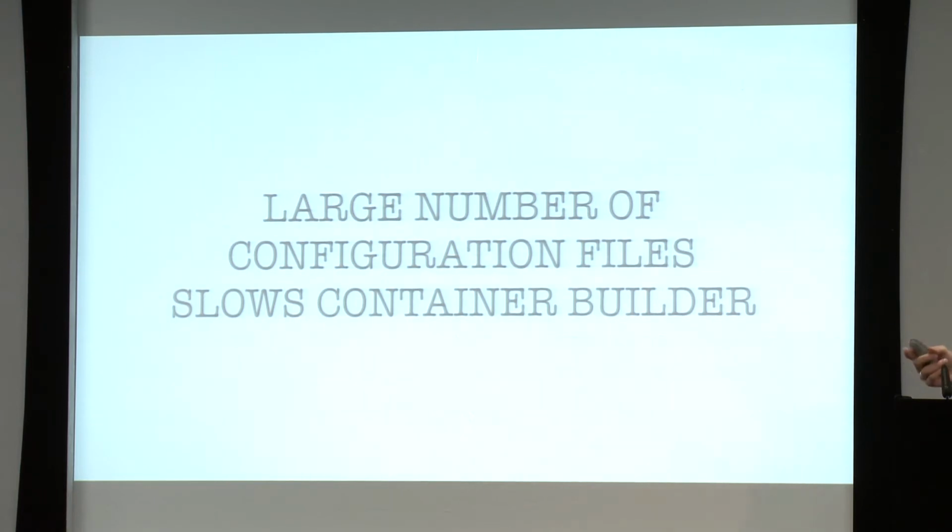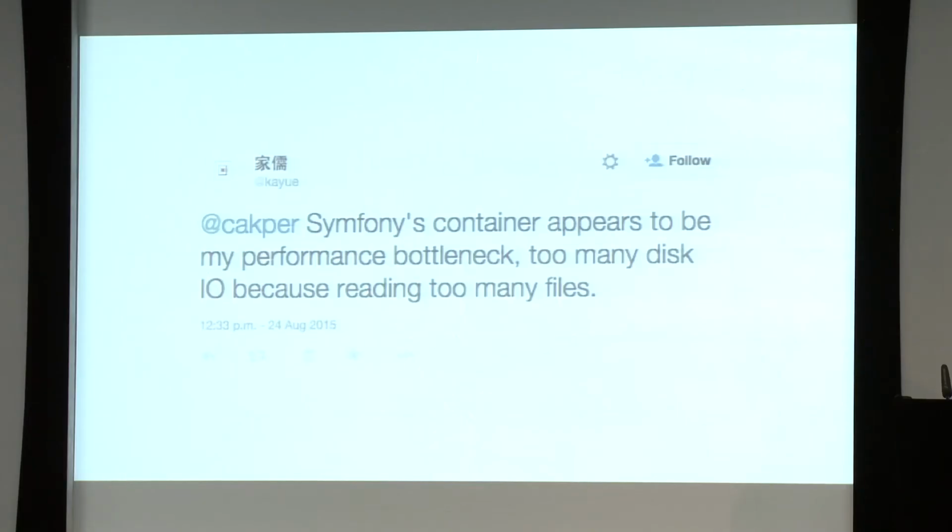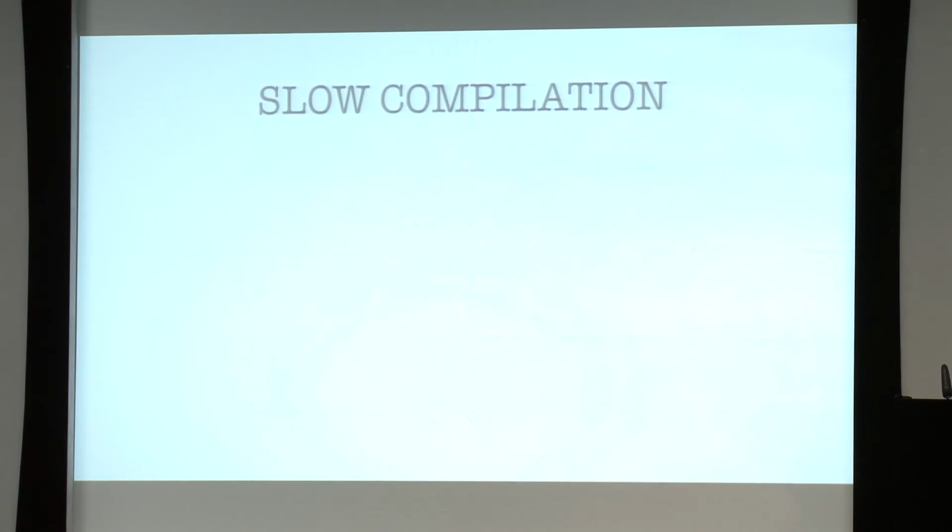But the ultimate problem is that a large number of configuration files slows the building. Because if you've got really many bundles, it gets slower and slower and slower, because of the compiler process and so on. And that's one of the problems highlighted on Twitter when I asked what the problems are. So how can we address that problem of slow compilation? That one is quite trivial: minimize the number of bundles and config files.